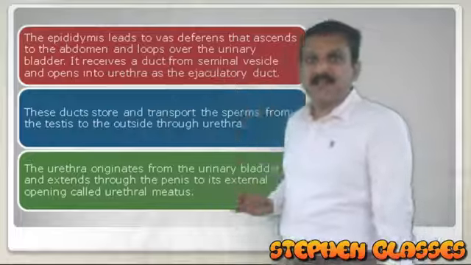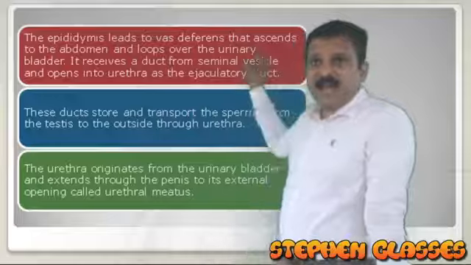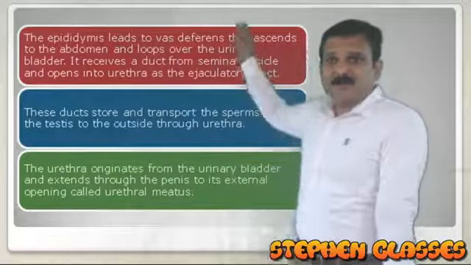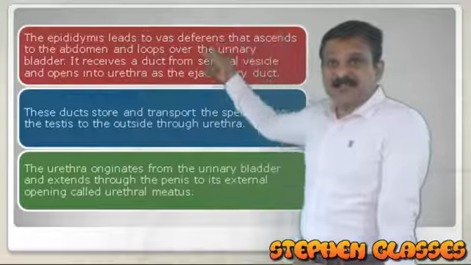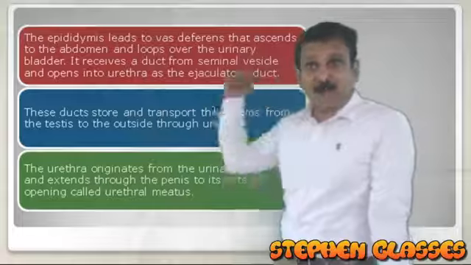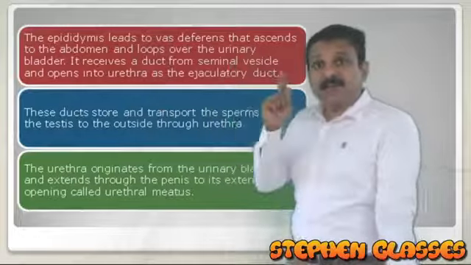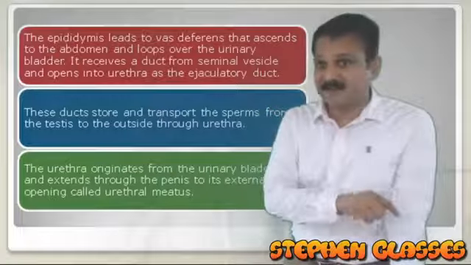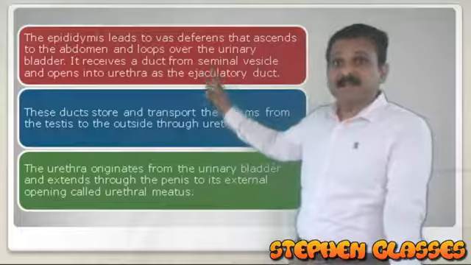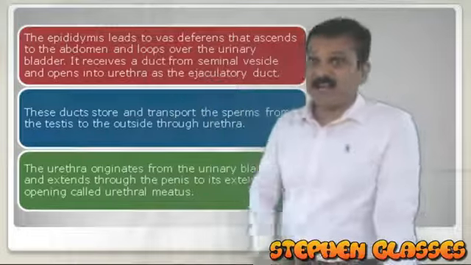Here it is written very clearly that the epididymis will lead to the vas deferens, and vas deferens will ascend to the abdomen. It will loop over the urinary bladder, as I have shown in the diagram. After that, it will receive a duct from the seminal vesicle. After receiving the duct, it is now called the ejaculatory duct. Now the name is different.